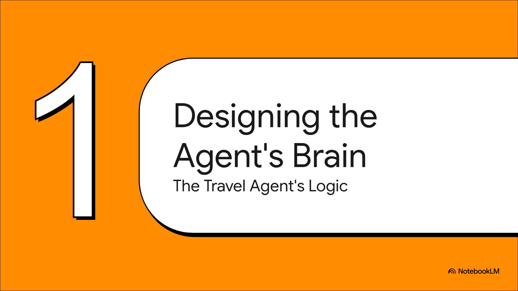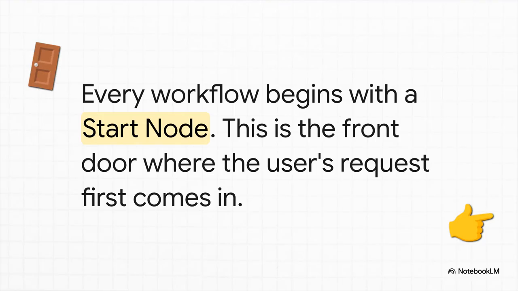For our project today, we're building a super helpful travel agent, and this is where we lay down its core decision-making logic. So every single workflow in Agent Builder begins with what's called a start node. You can think of it as the front door, right? It's where the user's question or request first comes in. For our travel agent, we don't even need to touch this. The default settings are exactly what we need.